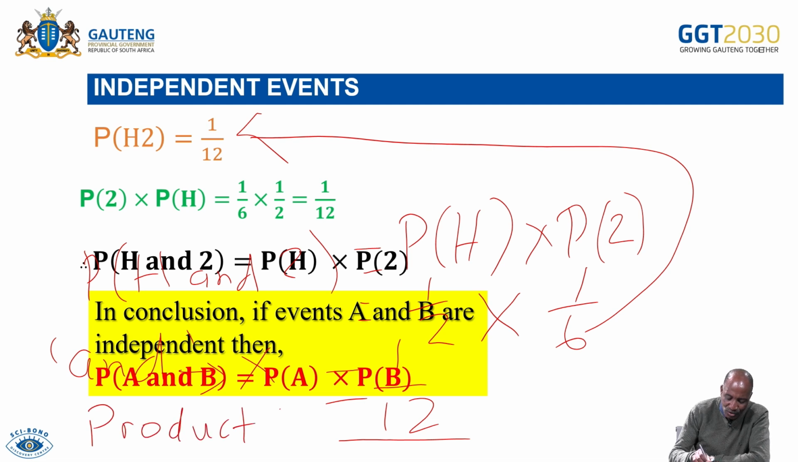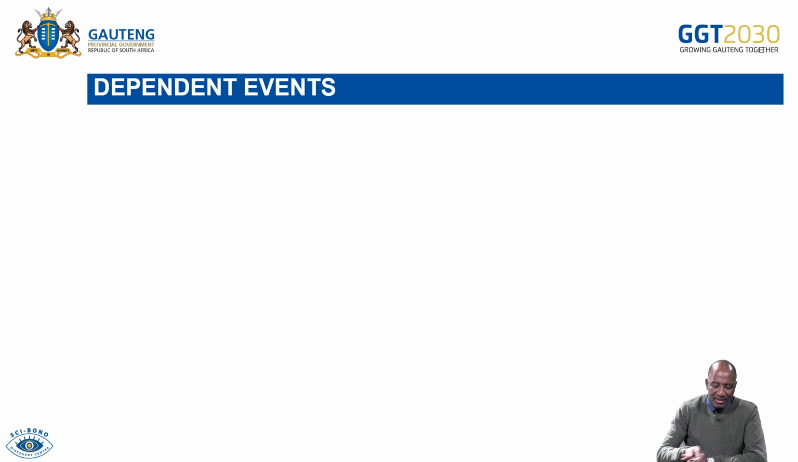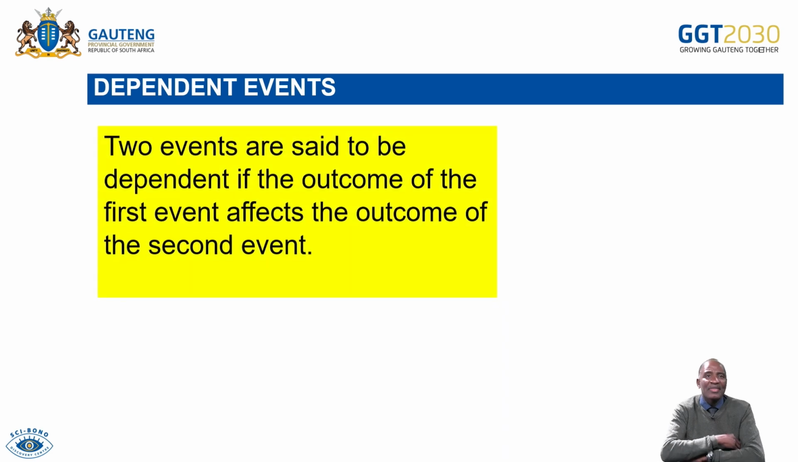Product rule of independent events. We call that the product rule because there is an element of multiplication. Okay. Right, we move on to dependent events. We already defined what dependent events are. Let's have a look at that in depth.